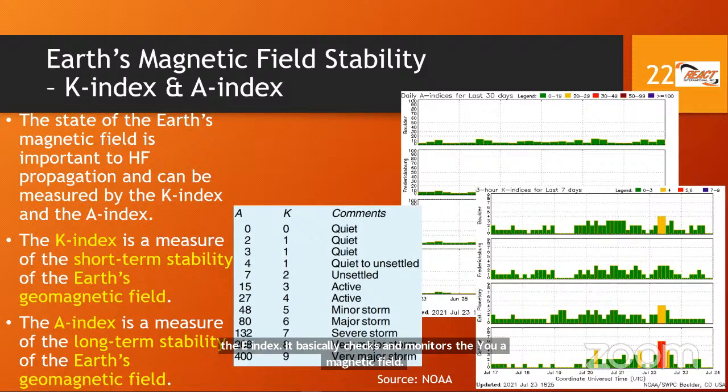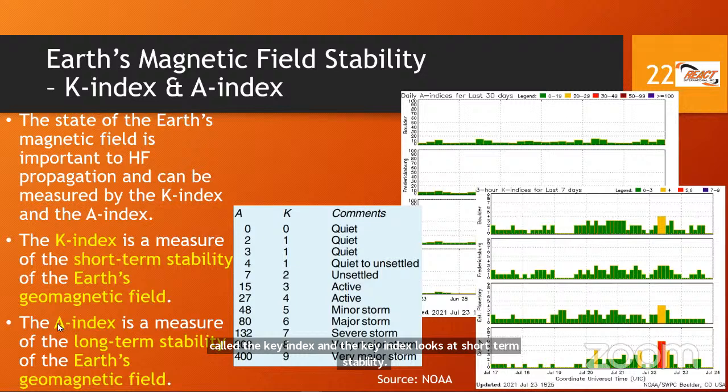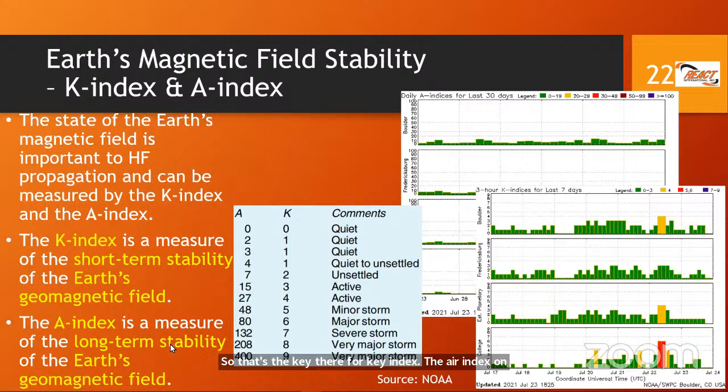So we need to be aware that there's one called the K index, and the K index looks at short-term stability. So that's the key there for K index. The A index, on the other hand, however, looks at the long-term stability, right? So K index short term, A index long term. And we just have a little chart here to give you an idea of the A index and the K index, what it means when it gets to a particular value. Right? So notice here it's pretty quiet. We have a minor storm, major storm, severe storm, very major storm, hopefully. Right?